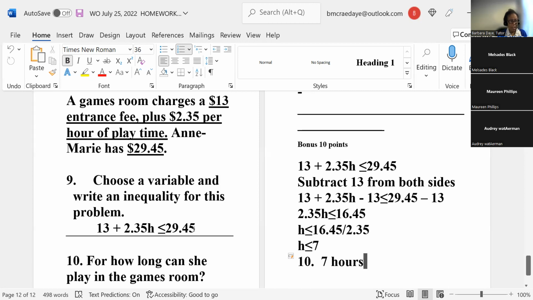Yeah, that's right, because that's the money that Anne Marie has to play with. So she cannot use more than what she has. She has $29.45. So this can't be a greater than or equal to, because she can't use more than the money she has. And that money she needs to pay for both the entrance fee and the hourly rate for the game. So with that $29.45, Anne Marie can play up to 7 hours.